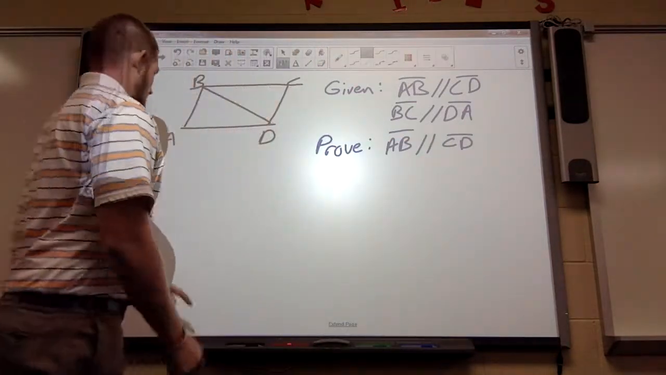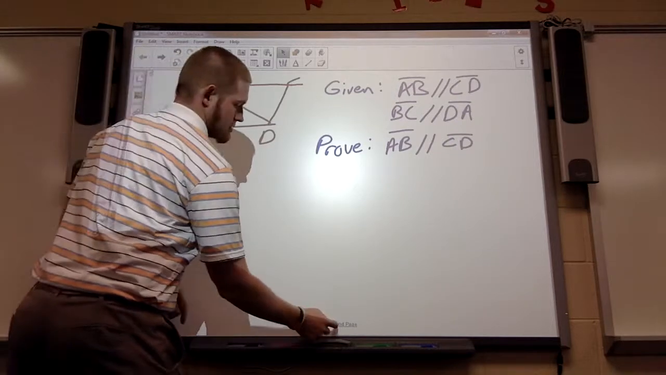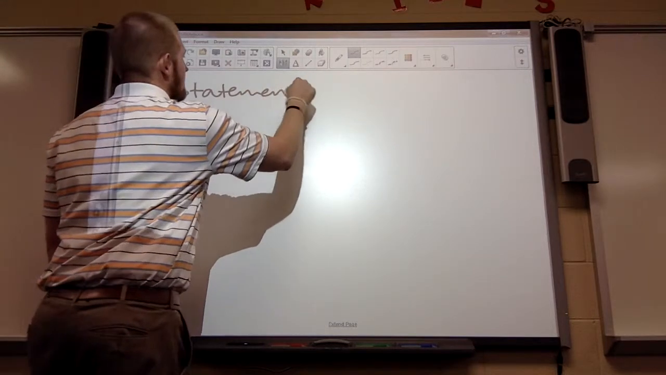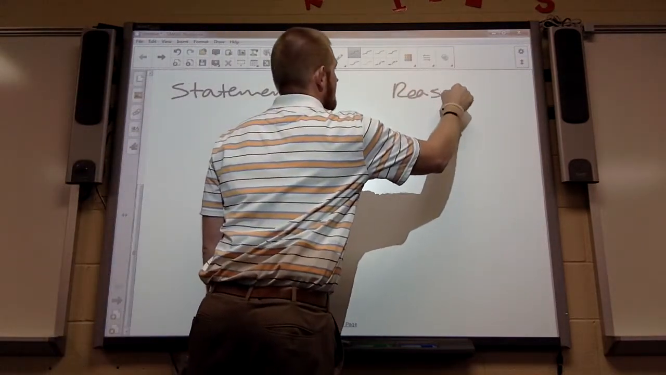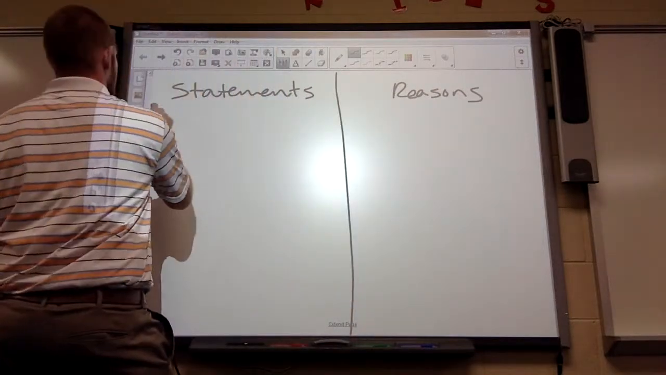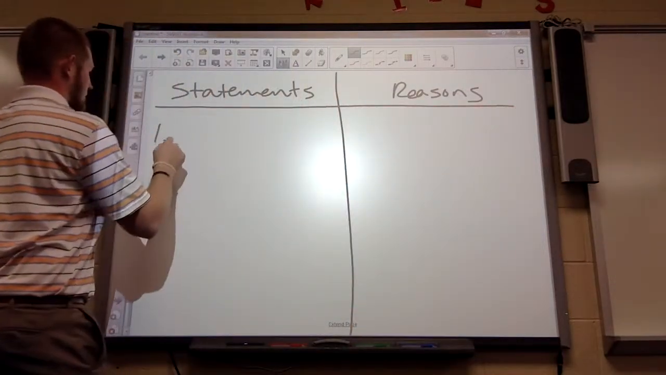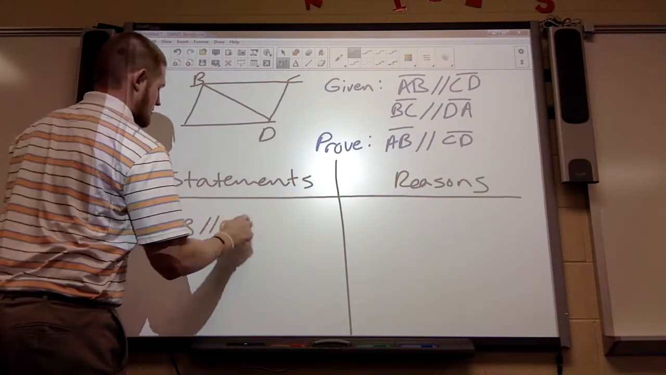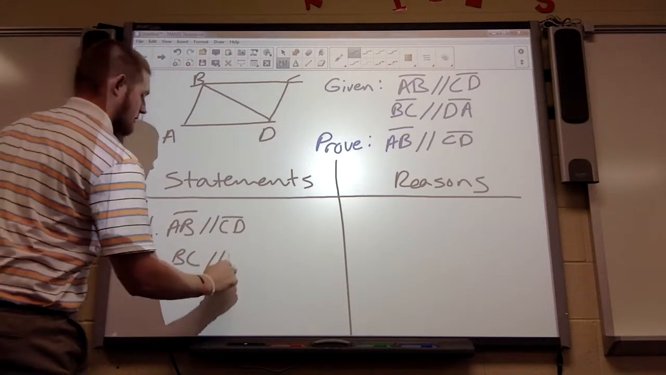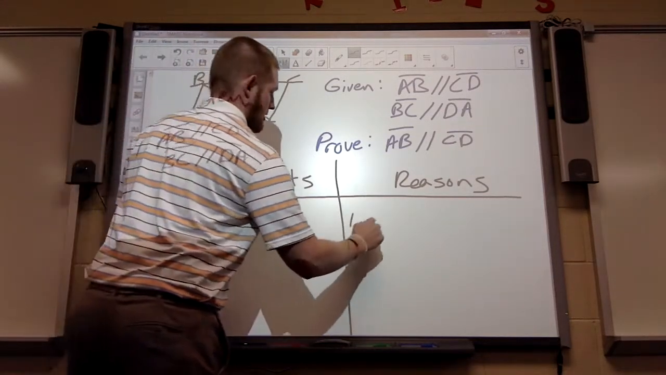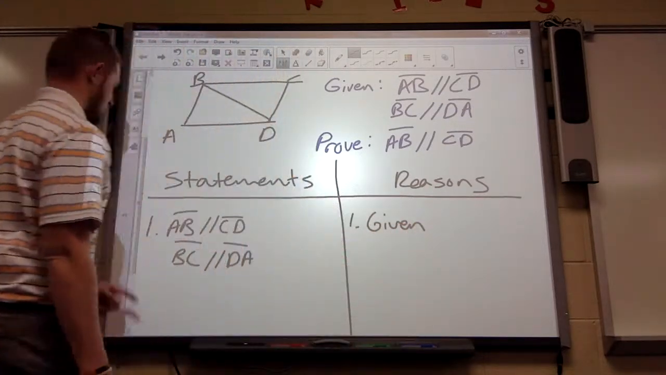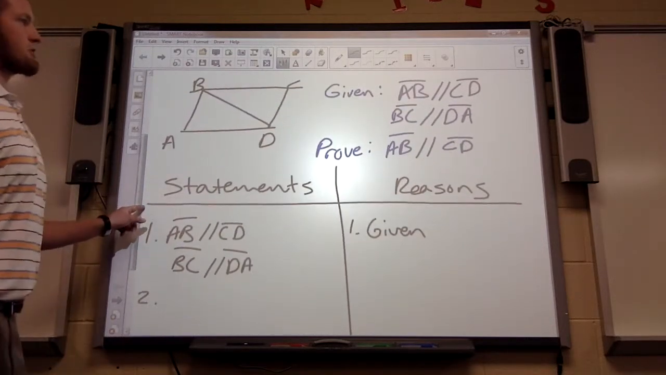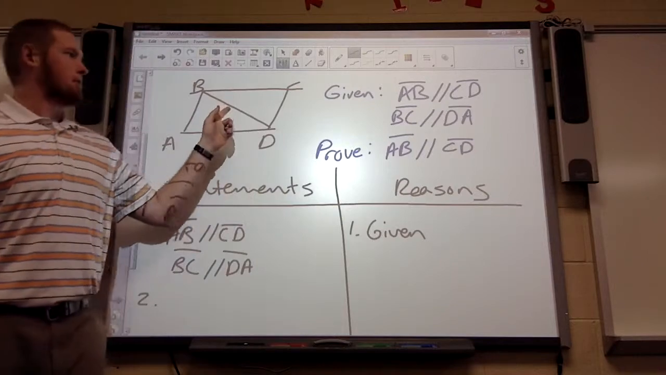Okay. So let's take a look at that. We want to get our statements and our reasons set up, and go ahead and get our givens listed here. AB parallel to CD and BC parallel to DA, all because they are given. Okay. Step 2.